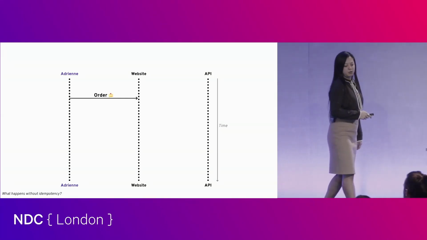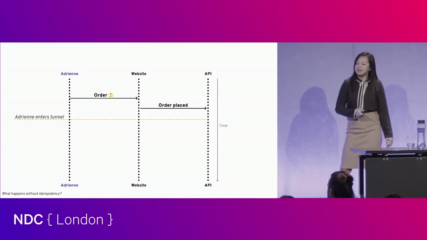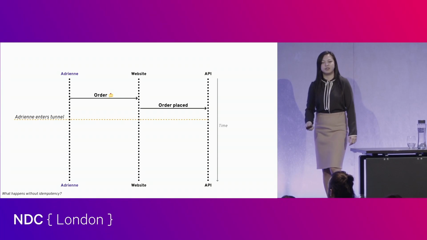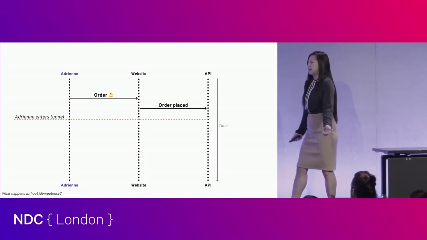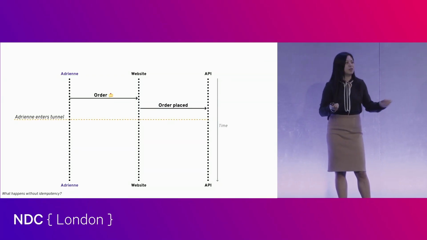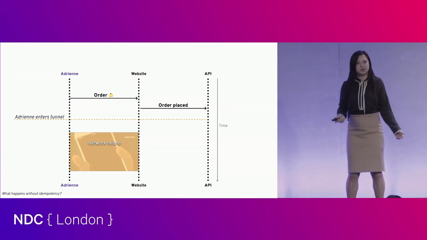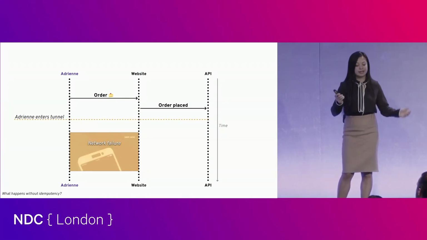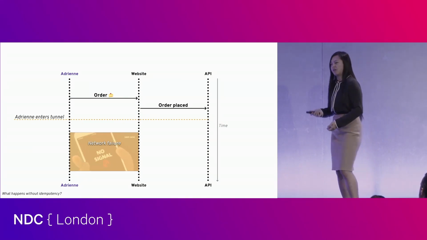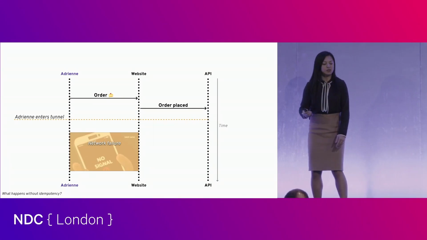So when I place my order, the order is placed, and it is right about this time that I enter the tunnel. Unbeknownst to me, I'm just placing my order and talking to my husband. At this point, network failure occurs because we're pretty deep in the tunnel. And this happens very, very often. This is a very clear, explicit example, right? I go into the tunnel, I lose signal.